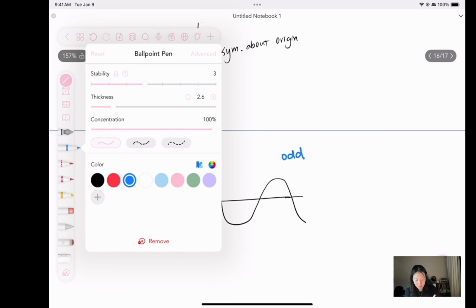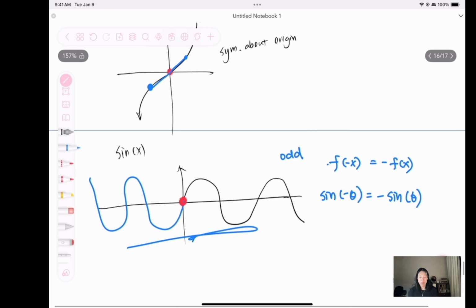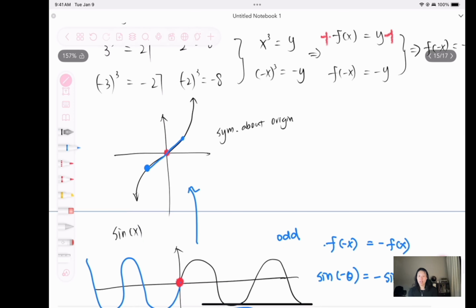So an odd function is what? F of negative x equals negative f of x. Well, instead of f, I write it as sine of negative theta. X is for the numbers, theta is for the angles or the radians. And I have negative sine theta. That's how I prove it, how I memorize it. It's just by the graph and linking it to the graph, something that I learned before.